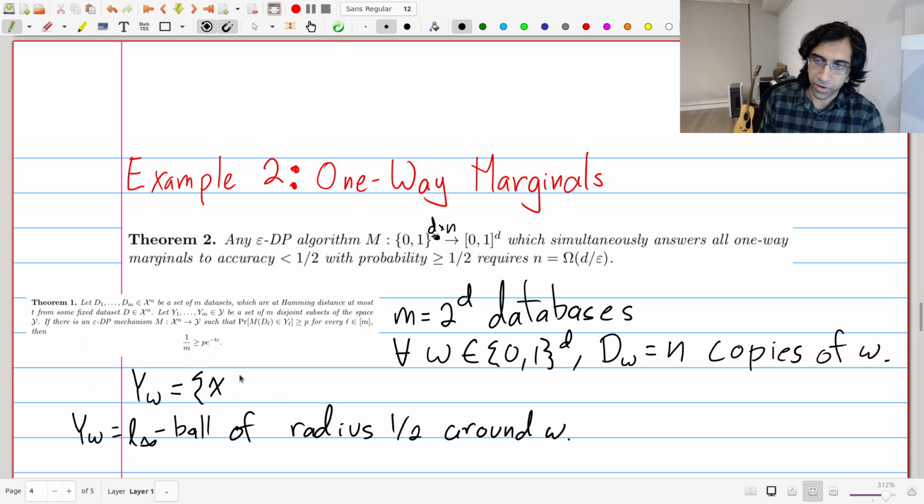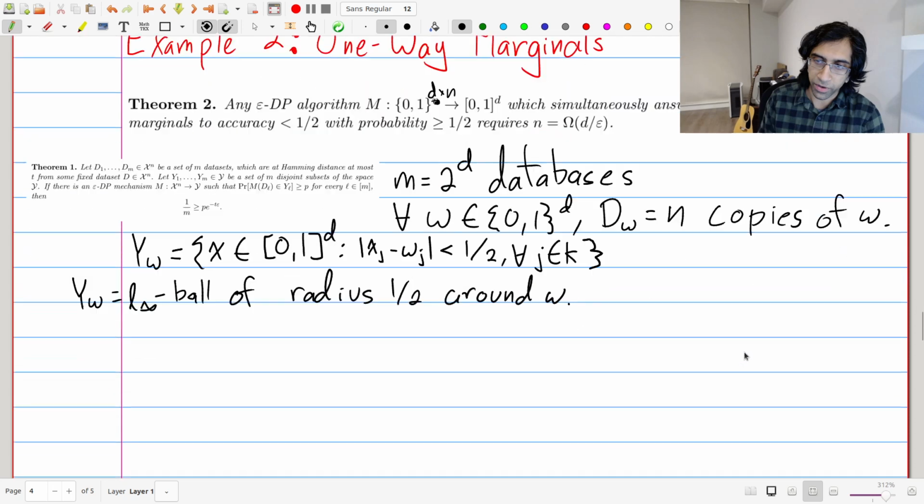And in math, it's defined as the following. It's all x in {0,1}^d with the property that |x_j - w_j| is strictly less than 1/2, and we have that property for all coordinates j. So this might seem a bit arcane. Let me see if I can make it a bit clearer. Let's draw a two-dimensional picture, because I can only draw squares in 2 dimensions, maybe 3 dimensions if I really tried.